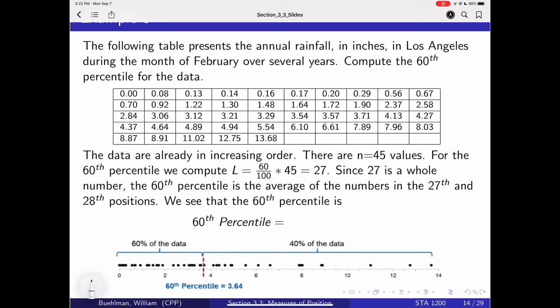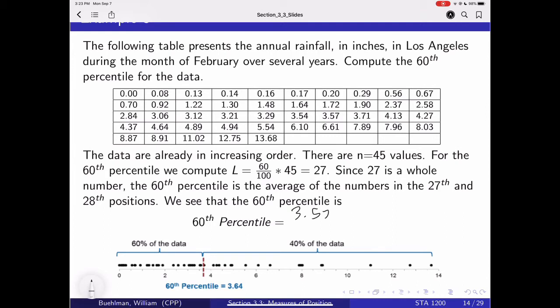The following table presents the annual rainfall in inches in Los Angeles during the month of February over several years. So this is the same data set as before, but this time we want to compute the 60th percentile for the data set. Again, the data set's already in increasing order. There's 45 values. So to find the 60th percentile, we have to calculate L, which in this case is equal to 60 over 100 times 45, which is equal to 27. Since 27 is a whole number, the 60th percentile is the average between the 27th position and the 28th position.